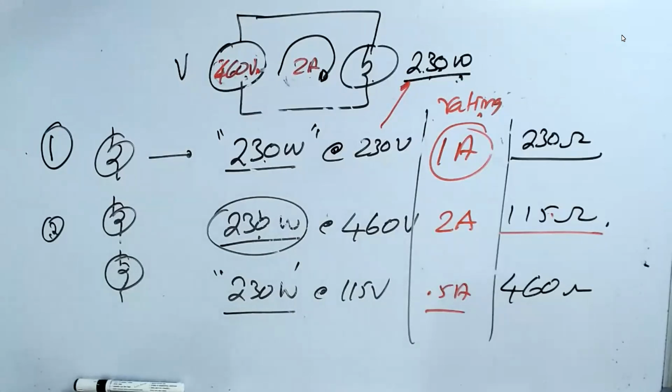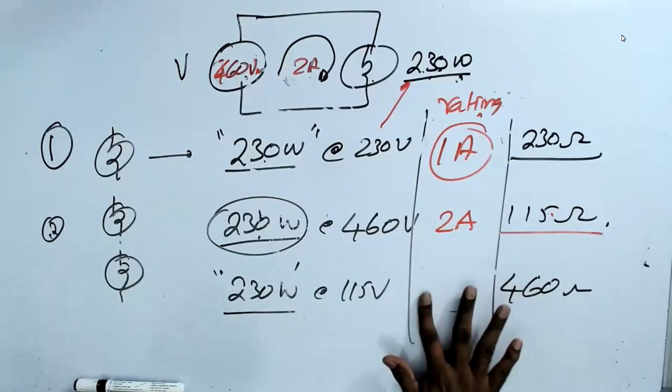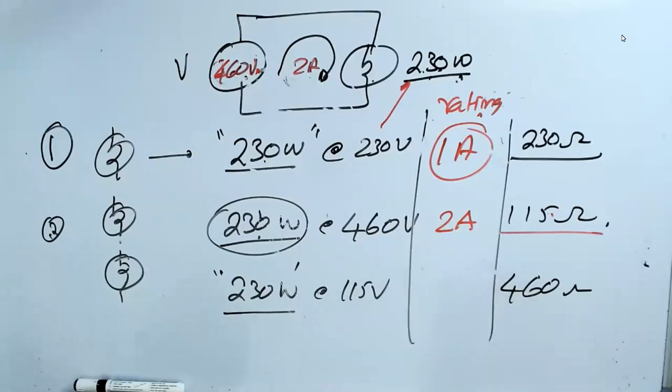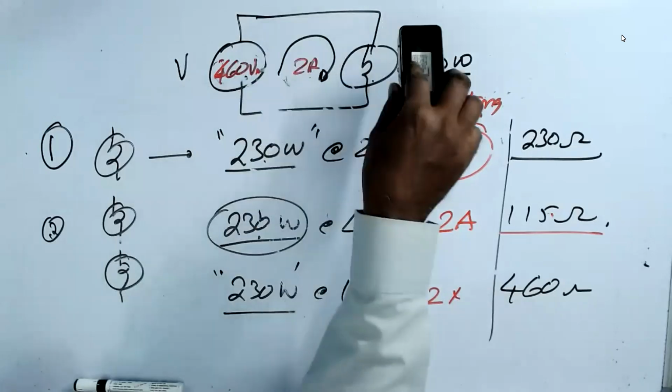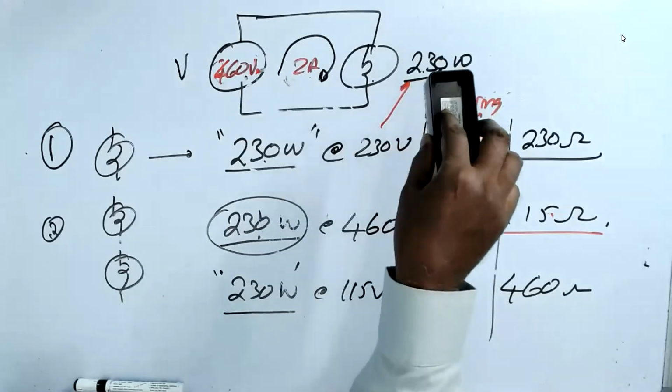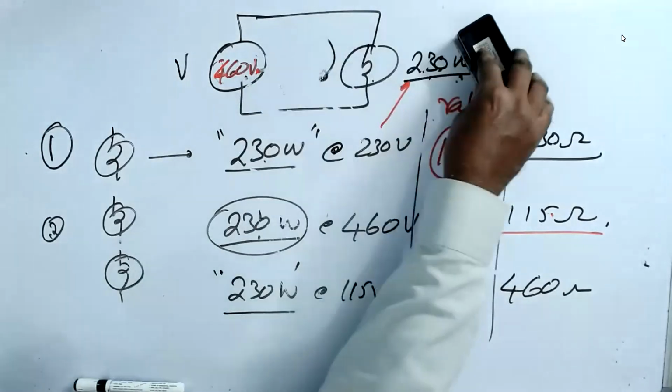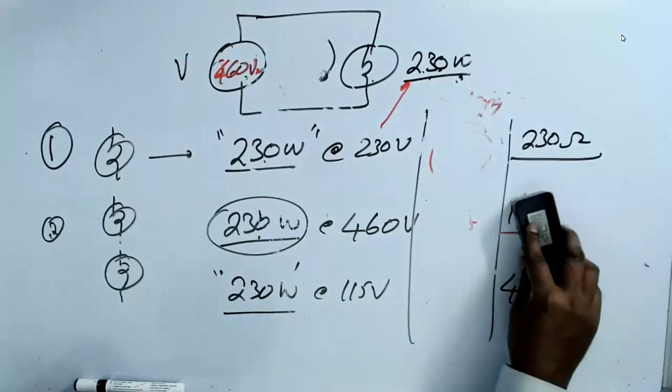For 115 volts. Okay, how do you get 115 volt 2 amperes? Oh, sorry. Oh, I did a mistake. What mistake I've done here? Sorry, I think I've done a small calculation mistake here.